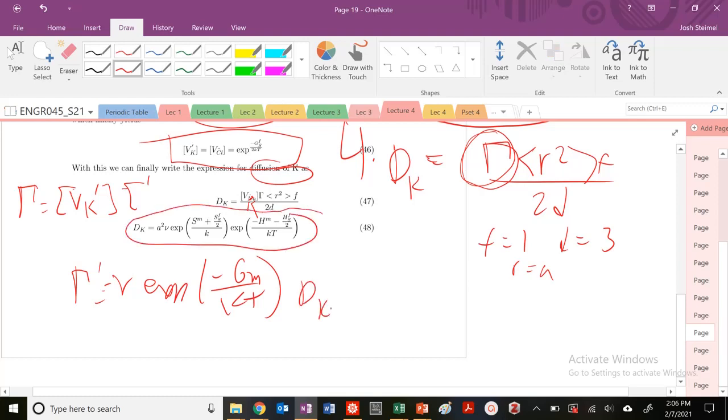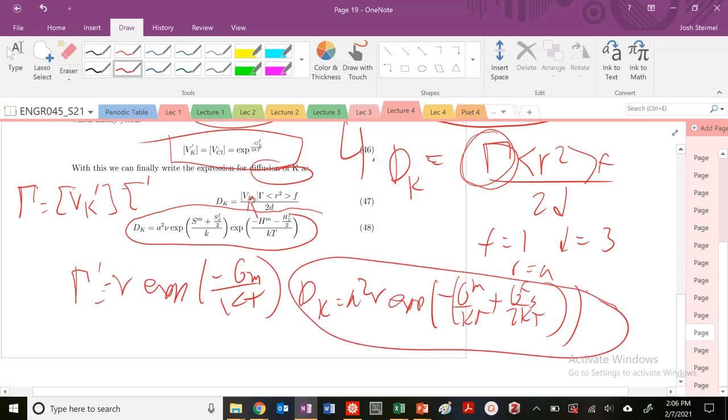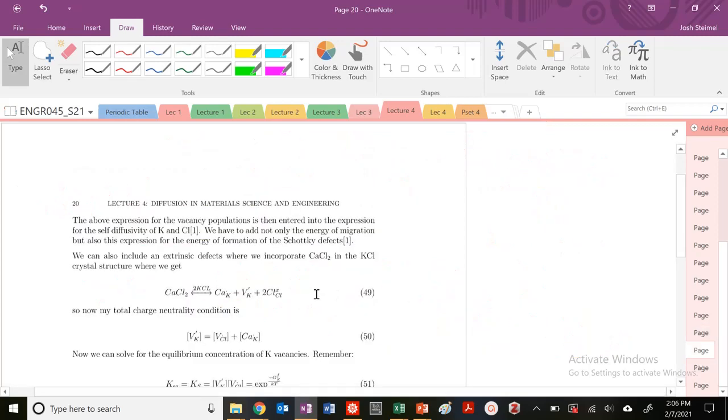Or, again, a little bit more simply, a squared nu exponential of minus g of migration, you could actually break it into parts, over kT, plus g formation of Schottky over 2kT. There it is. So we could describe now the diffusivity, and again, this is only in the intrinsic regime. What happens though, again, you can see where it leads. What if we have an extrinsic reaction?